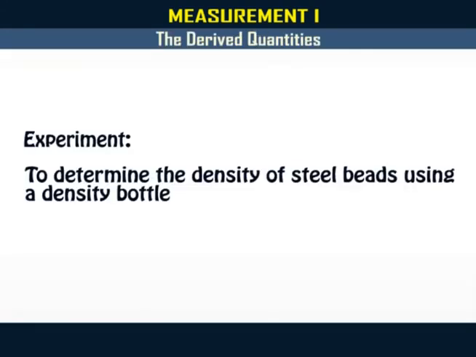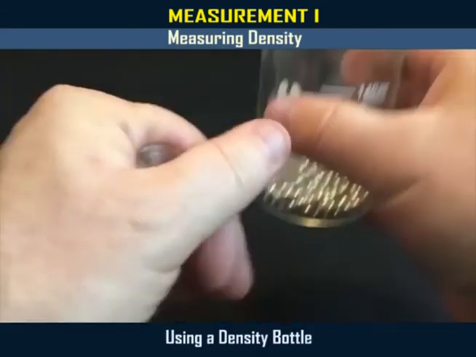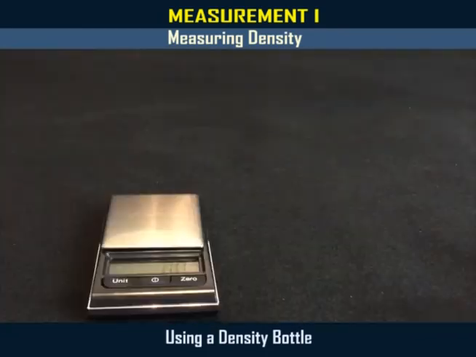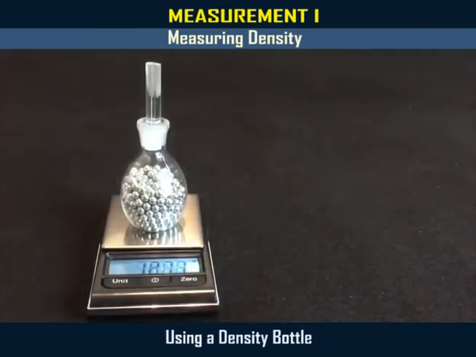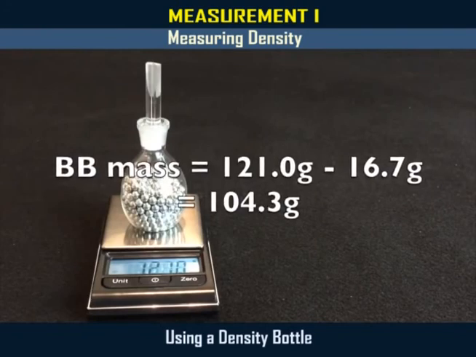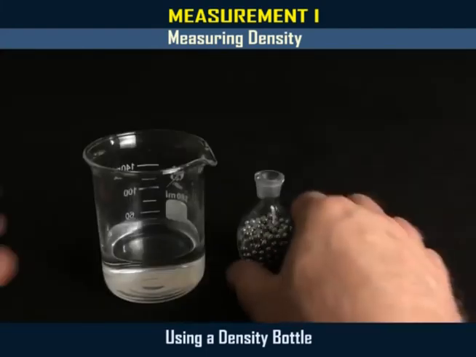Now let's use this method to find the density of a solid that doesn't dissolve in water, like these steel beads. Pour the beads into the bottle and take the mass of the bottle plus the beads. That is 121.0 grams. Subtracting the mass of the bottle, 121.0 minus 16.7 grams gives us 104.3 grams.